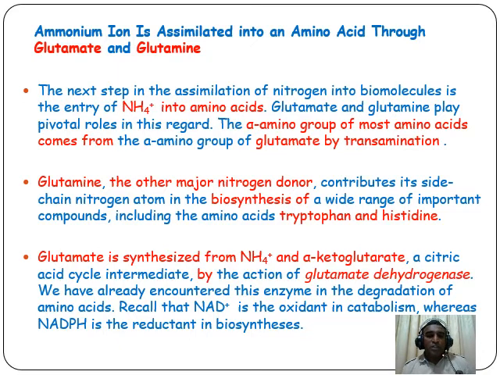For instance, from glutamine, it can be made into tryptophan and then histidine amino acid. So it's supplying the amino group and reacting with the keto acid. Therefore, finally, you get the amino acid.